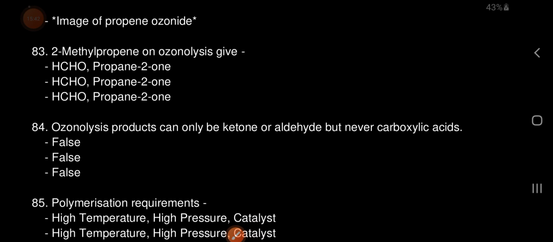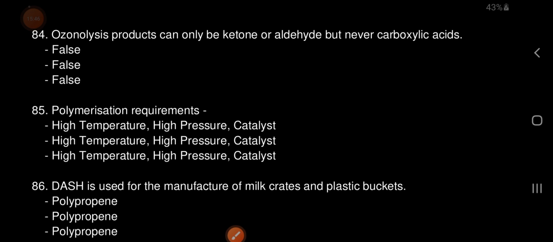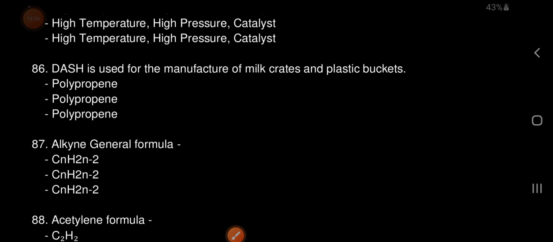False. Polymerization requirements: high temperature, high pressure, catalyst. Polypropene is used for the manufacture of milk crates and plastic buckets. Alkyne general formula: CnH2n-2.